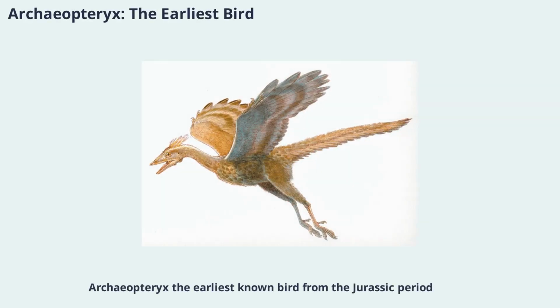Archaeopteryx, the earliest known bird from the Jurassic period, possessed a fascinating blend of reptilian and avian features. It had feathers, wings, and hollow bones like modern birds, but also a toothed beak, claws on its wings, and a reptilian tail. Fossil evidence suggests it was capable of limited flight and may have lived in trees. Archaeopteryx remains a central figure in debates about the origin of birds.